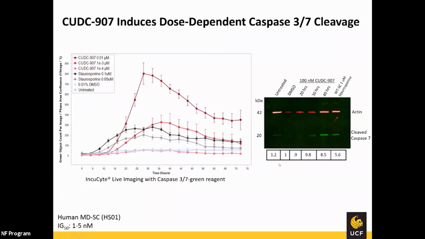Cleaved caspase 7 was detected in HSO1 cells treated with 100 nanomolar CUDC-907 for 30 hours by Western blot. Cleaved caspase 3 was not detected with the antibodies used.